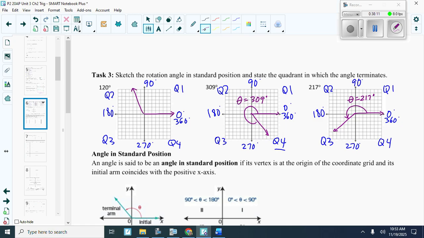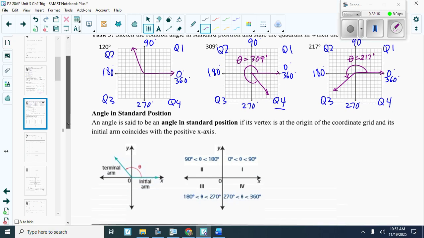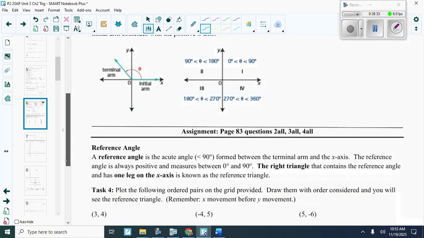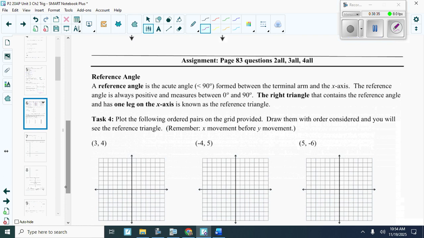Okay, so that angle right there gets us to 217. This is just a bit of a summary. To remind you, angles in standard position: quadrant 1 is angles anywhere between 0 and 90, 90 and 180, 180 and 270, and so on. We're going to talk about reference angles, and then I'll give you some time to do some practice questions.